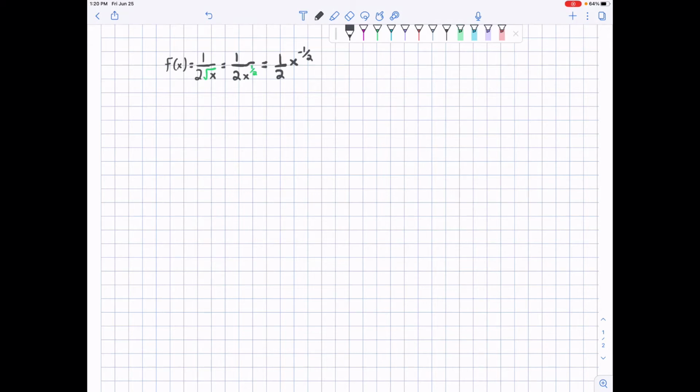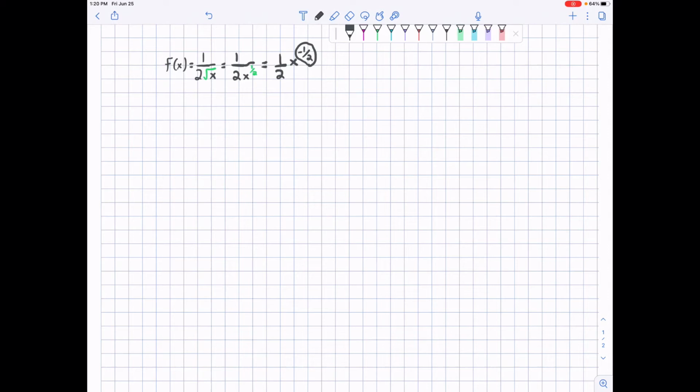So now that I have no variables in the denominator, and I've gotten rid of my root signs, it could be cube roots or fourth roots or whatever, I'm now ready to do the power rule. So the first thing I'm going to do is take the exponent, the negative 1/2, and bring it in front.